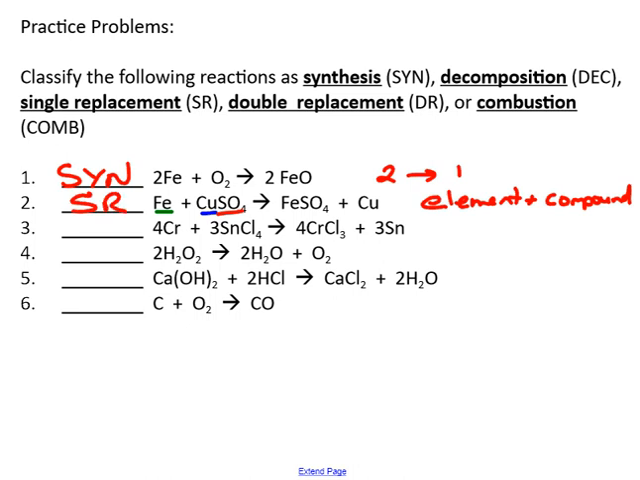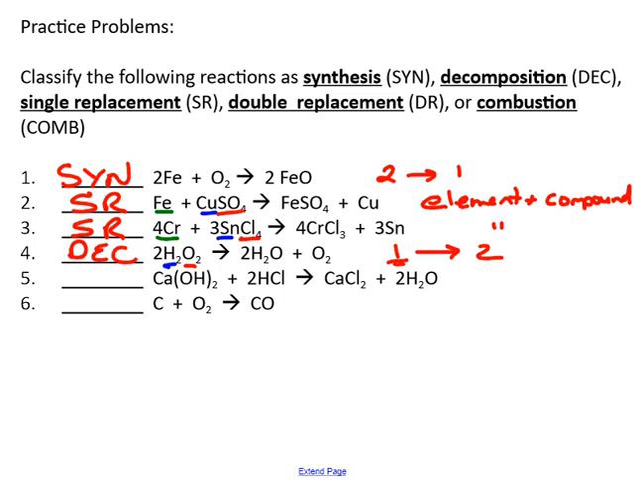In question 3, we've got chromium. One name, it's an element. We've got tin chloride. Again, two names makes it a compound. As above, an element plus a compound is a single replacement reaction. In question 4, we have dihydrogen dioxide. It is a compound. It has two parts, hydrogen and oxygen, but it's not reacting with anything. We have one thing by itself breaking apart to form two things. Anything where you have only one thing and then an arrow, you've got a decomposition reaction. It's decomposing or breaking down.